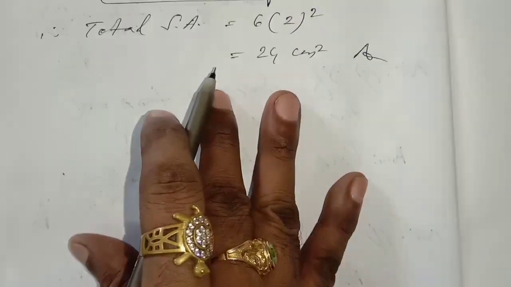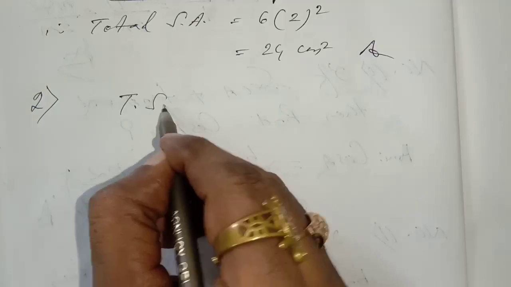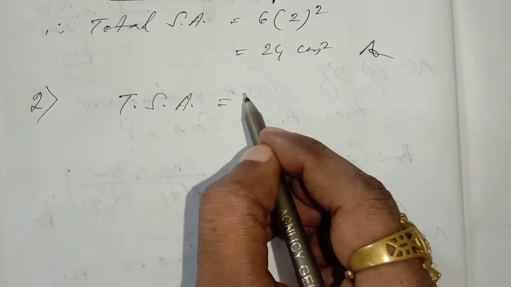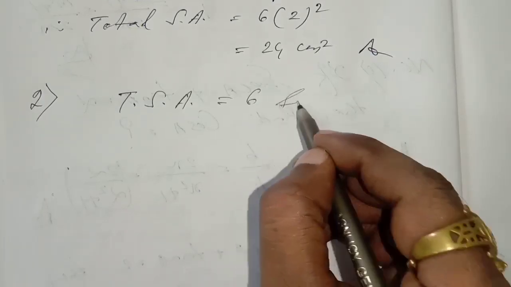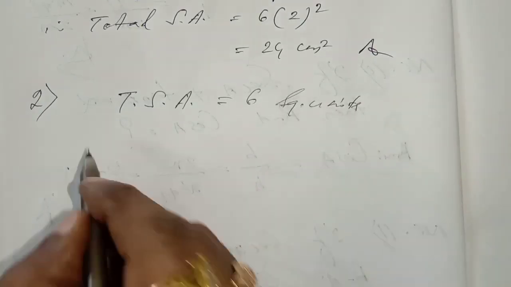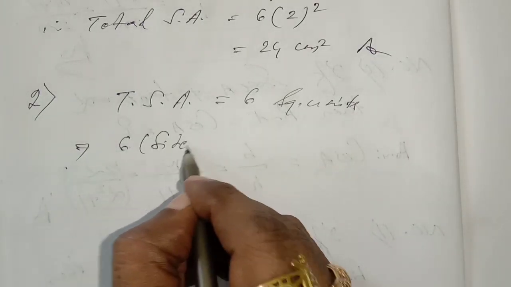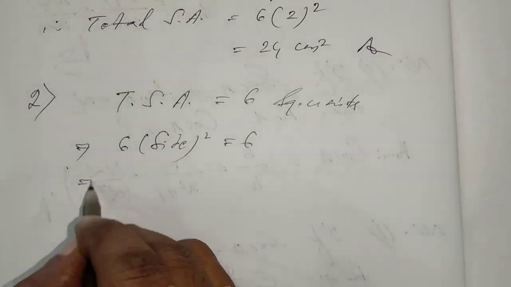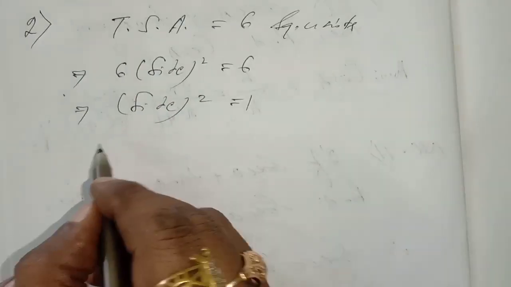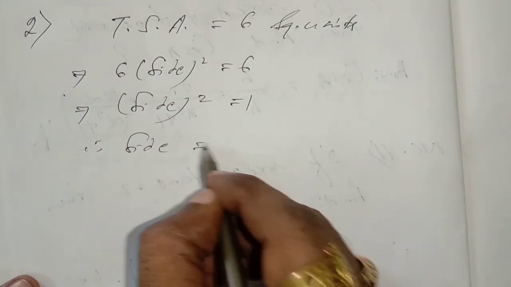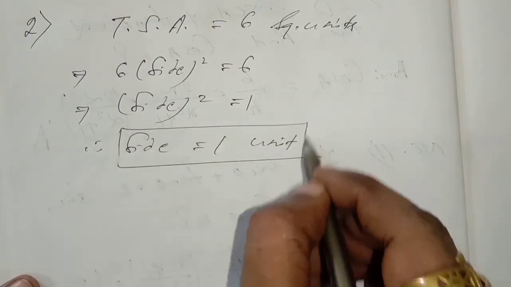Number 2 question. I am writing here total surface area of a cube. How much is given here? 6 square units. As you know, total surface area of a cube formula is 6 into side whole square equal to 6. That means side whole square equals how much? That is 1 divided by 6. Therefore side equals how much? Root of 1, that is 1 unit. Each side of the cube you are getting is 1 unit.